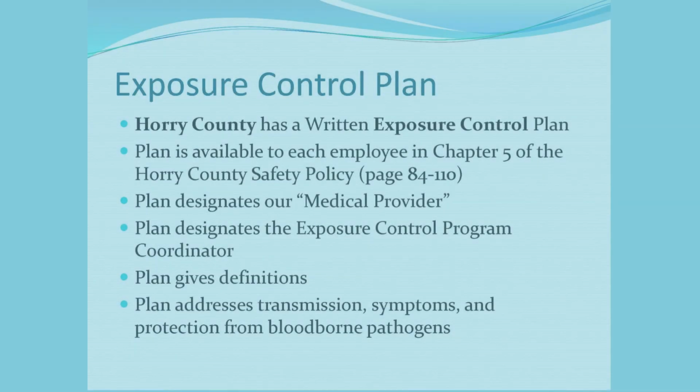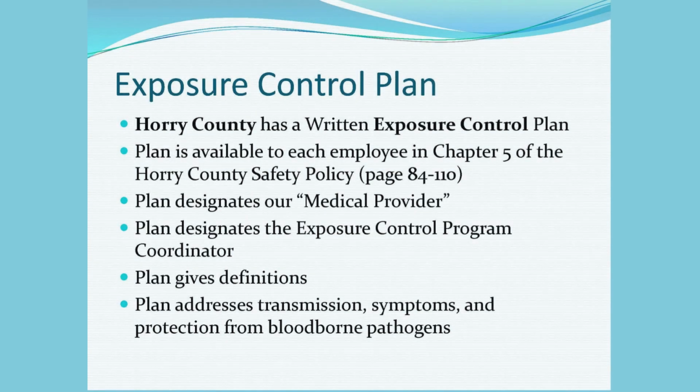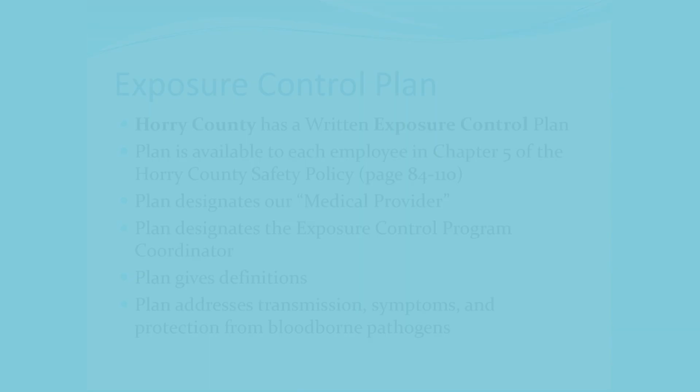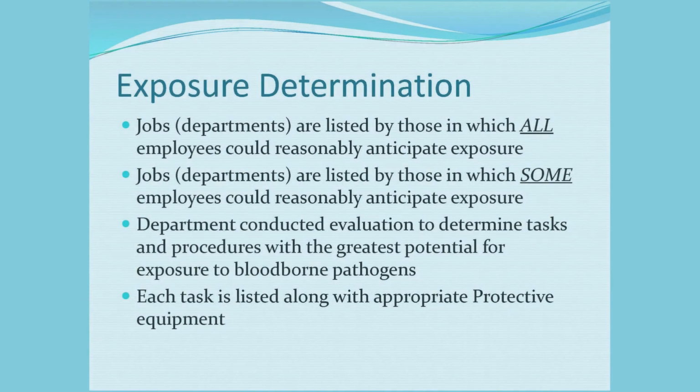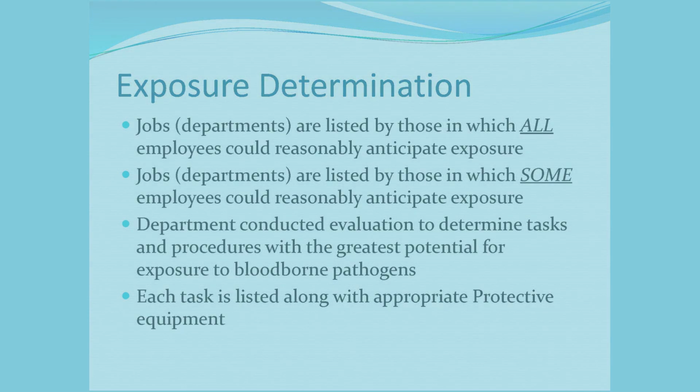Horry County maintains a written exposure control plan identified in Chapter 5 of the Safety Policy. It details our medical provider, program coordinator, definitions, symptoms, transmission routes, and protective measures to reduce bloodborne pathogen exposure. Our departments identify job classifications where all or some employees may be exposed to bloodborne pathogens. Tasks with the highest risk are evaluated, and required protective equipment is assigned for each task.